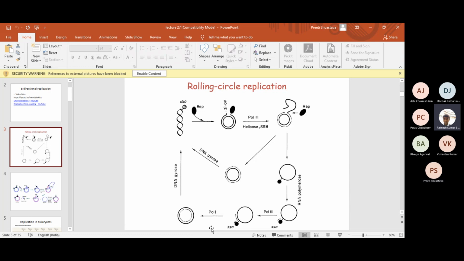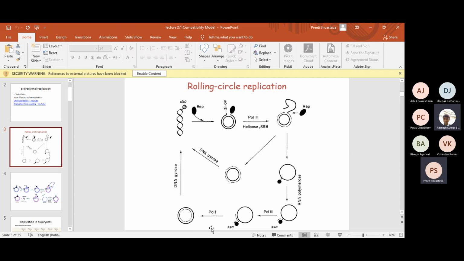Although I know that in M13, when replication happens, it comes out single stranded. So in which cases does it become double stranded, and in which cases does it remain single stranded?